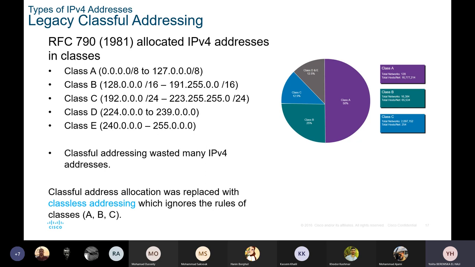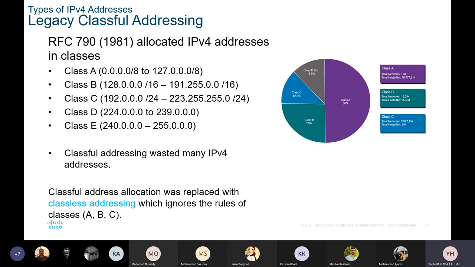If you imagine, these are very huge networks, since 2 to the power 24 gives a very huge number of hosts, which is practically not available. Class B starts with 128, which means the first bit of the most significant octet is 1. And here the prefix is 16. It means that the network portion is 128.0, and all these 16 bits will be given to the network address. This class B ends at 191.255.0.0.